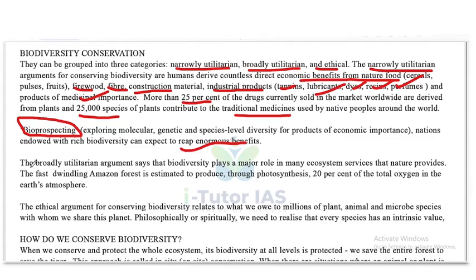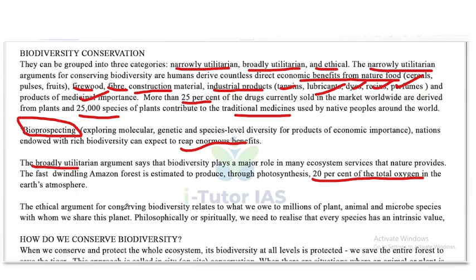benefits. The broadly utilitarian argument says that biodiversity plays a major role in many ecosystem services that nature provides. The fast dwindling Amazon forest is estimated to produce through photosynthesis 20% of total oxygen in the Earth's atmosphere. This is the broadly utilitarian. We have seen narrowly utilitarian.